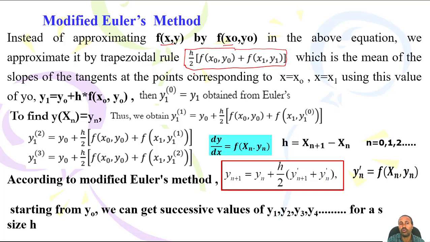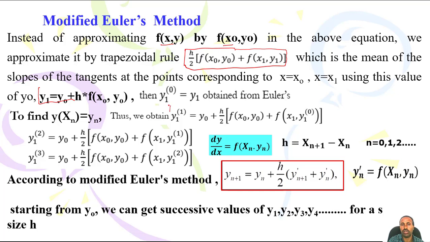Using this value of y naught, you can find y1. So y1 will be computed by this one. By approximating this value, you can find y1. So once you calculate y1, then you proceed like that. With the initial condition, y1 is obtained from Euler's method, which is y naught plus h f of x naught, y naught. Then next, to find y of x_n, y_n, you can proceed y1, y2, etc. You just proceed with that one.